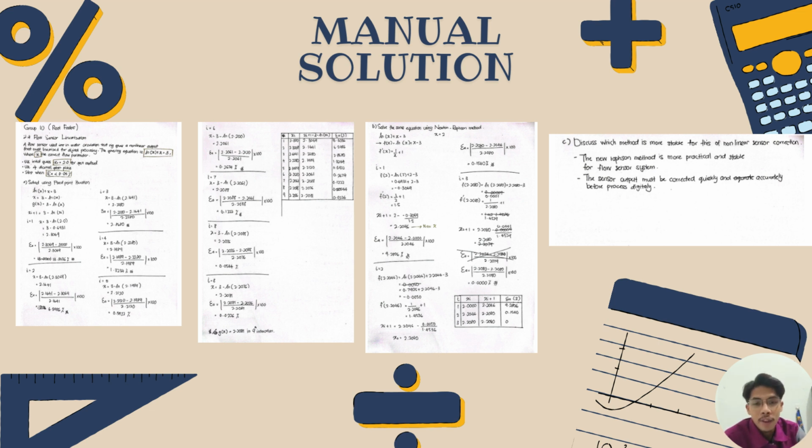Okay, good morning everyone. Today I'm going to present the manual hand calculation for the flow sensor linearization. The given non-linear equation is ln x plus x equal to 3, where x is the characteristic flow parameter. To solve the equation, I use the fixed point iteration method.